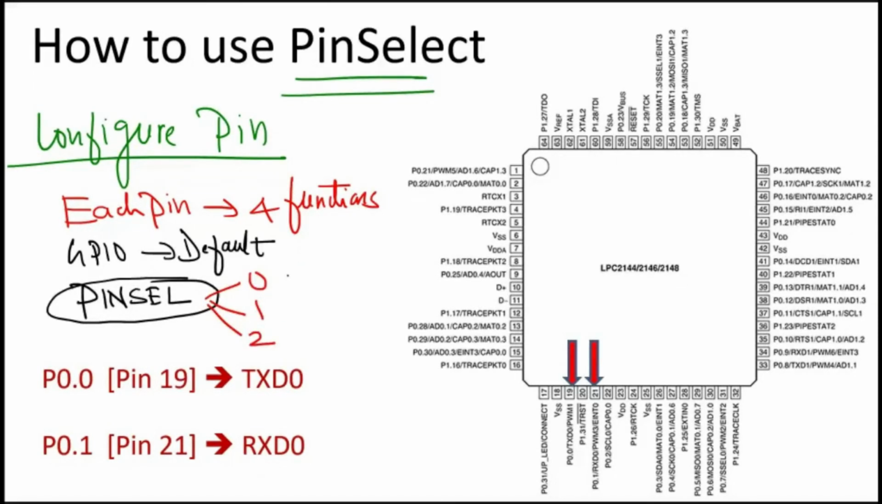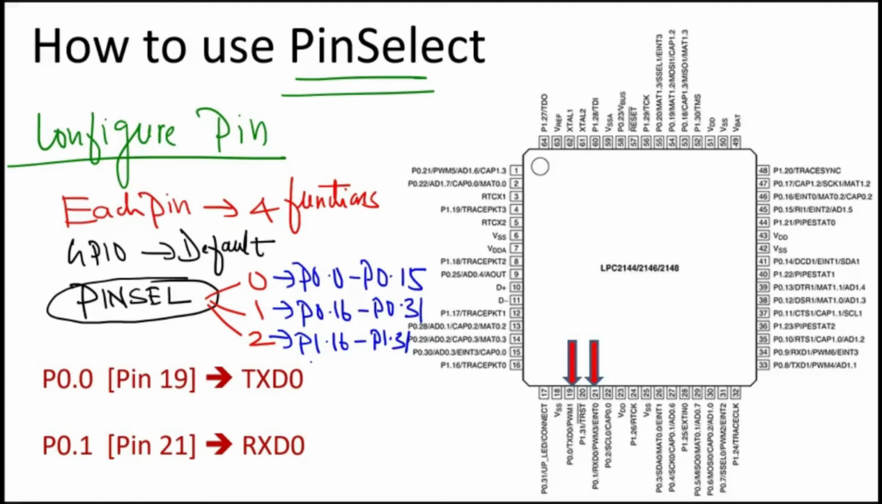Pin select 0 deals with port 0.0 to port 0.15. Why only 16 pins? Because each pin requires 2 bits. So 16 into 2, 32 bits. One pin select SFR cannot accommodate more than 16 pins. That is the logic. Pin select 1 deals with port 0.16 to port 0.31. These 16 pins are taken care of by pin select 1. And finally comes port 1, where port 1.16 to port 1.31, because port 1.0 to 1.15 is not available. So we deal only with the top 16 bits.